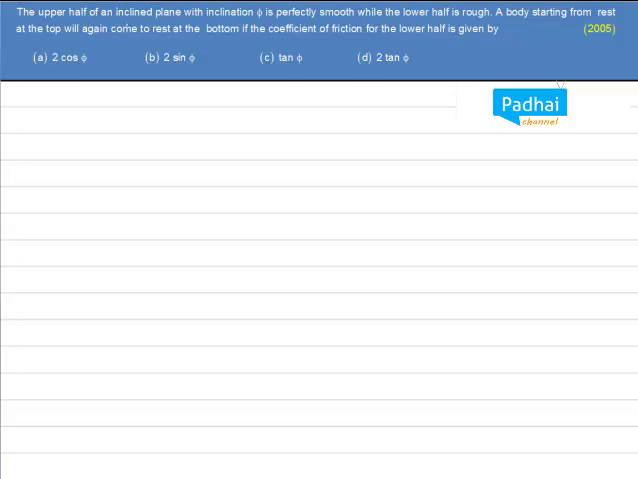The upper half of an inclined plane with an inclination phi is perfectly smooth, while the lower half is rough. What it is saying is, there is an inclined plane. Let us assume this is the inclined plane, and its total height is h, and this is, let us suppose, h by 2. This is h by 2, and this is also h by 2.